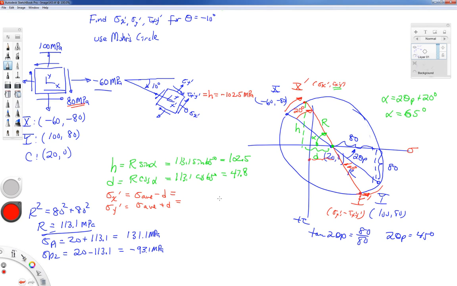So let's take this value. Sigma average was 20, and I take away the distance d, that would be 47.8. That would give me minus 27.8. Sigma y prime would be 20 plus the distance d, 67.8. All right, so if I write these on this block, I would write minus 27.8, and over here I would write positive 67.8 megapascals.